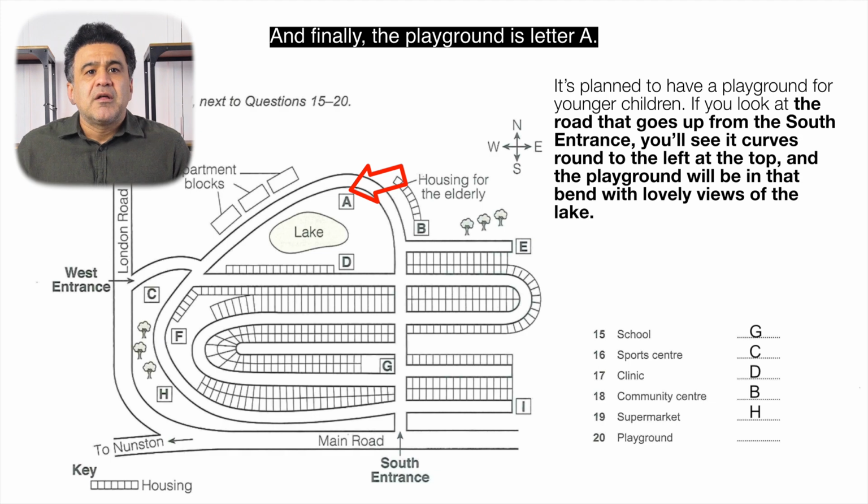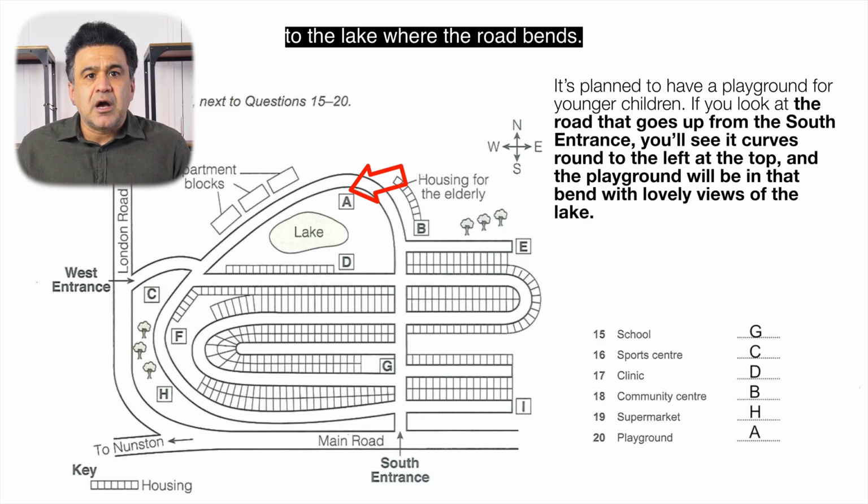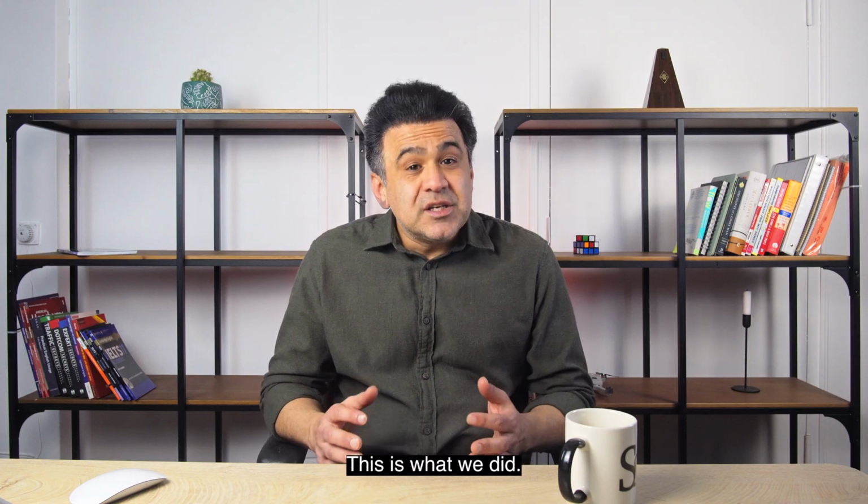And finally, the playground is letter A. We go along the road from the south entrance up to the lake where the road bends. There you go.